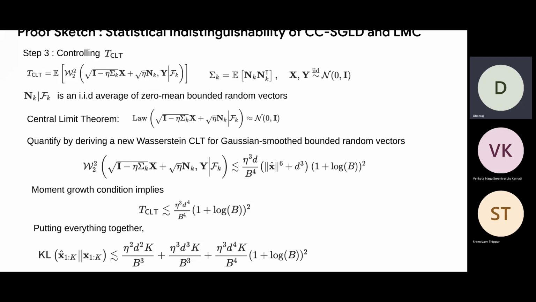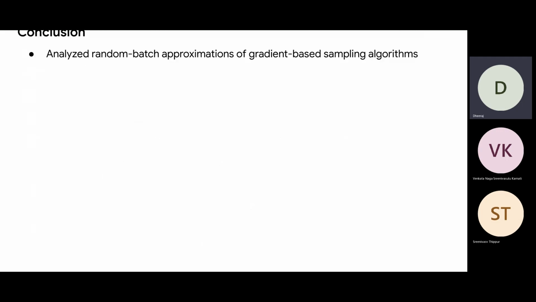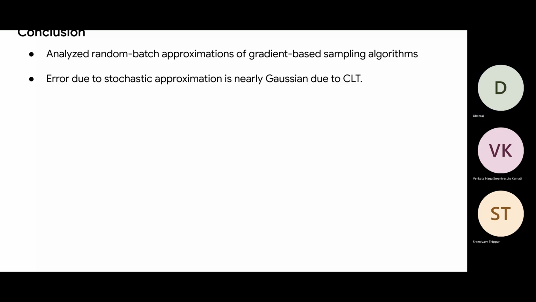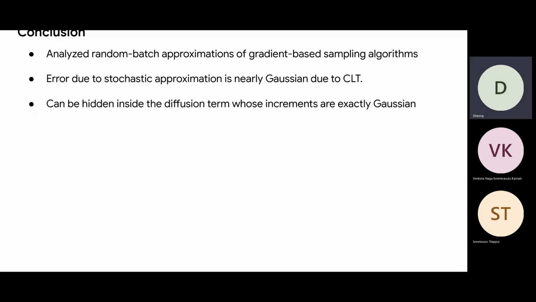So to conclude, we analyzed random batch approximations of stochastic gradient based sampling algorithms. The error due to stochastic approximation was nearly Gaussian due to the CLT, so it can be hidden inside the diffusion term. If you add a small Gaussian-looking error to a large Gaussian error, it is indistinguishable from the large Gaussian error. So we added it to the diffusion term, whose increments are exactly Gaussian, and hid the noise there.